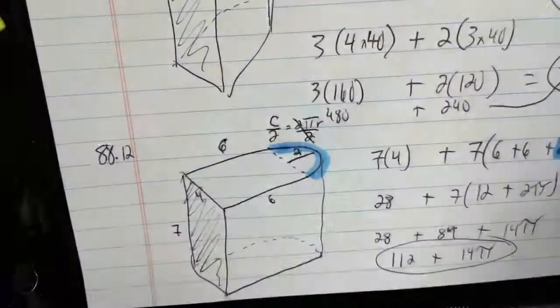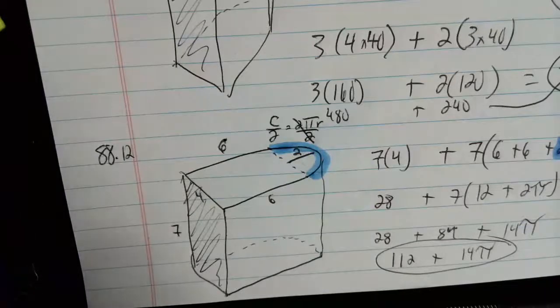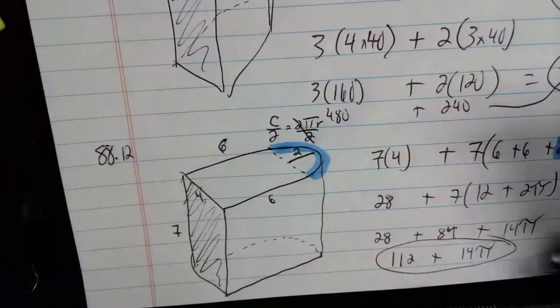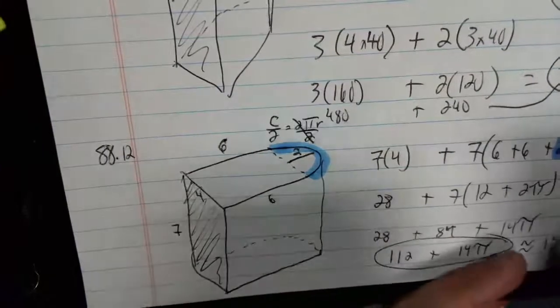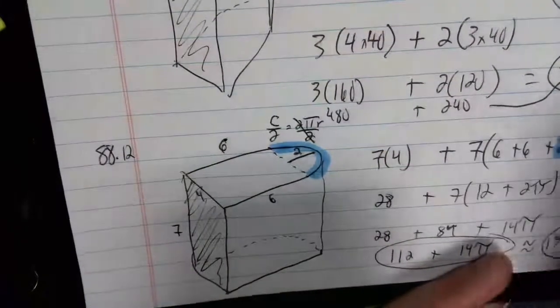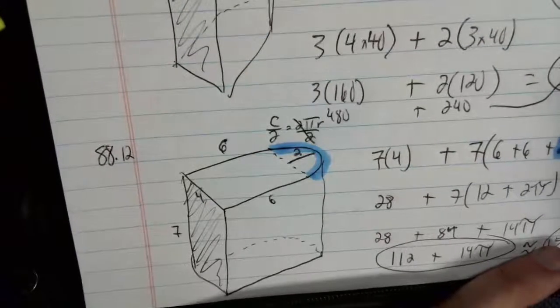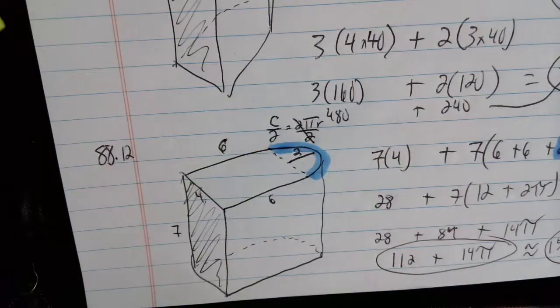So 112 plus 14 pi. I think that's what I got. Some of you wanted to check that, but it was an even problem, so the answer is not in the book. Let me just do this: 14 times pi, plus 112. That's 155.98, and that has centimeters squared. Can you say that answer? 155.98.